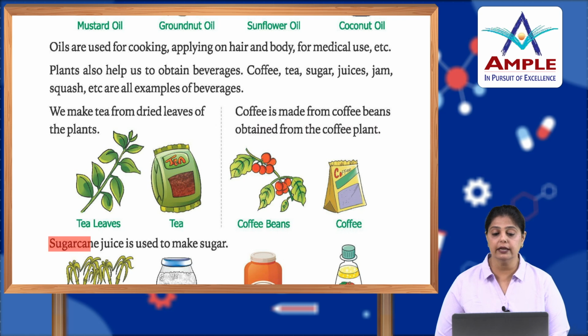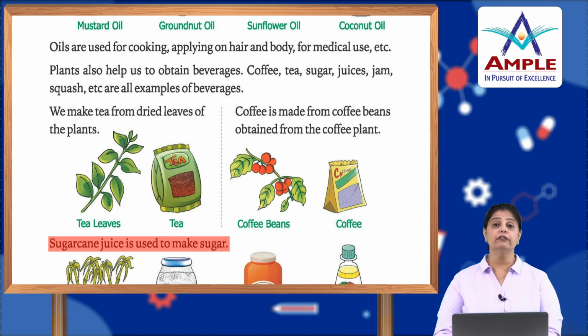Now, sugarcane juice is used to make sugar. So, when you are traveling by the roadside, you will see a lot of sugarcane fields. From there, the sugarcanes are taken to the sugar factory, and there the sugar is made. Then you have apple jam, mango squash and all, which are also made in the factories.